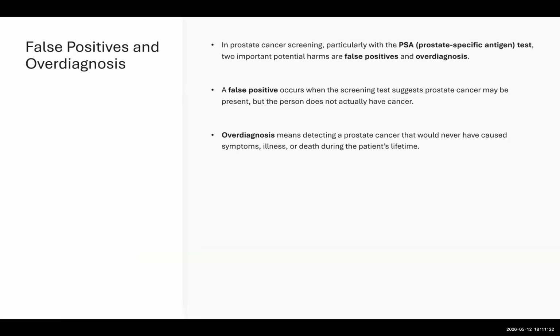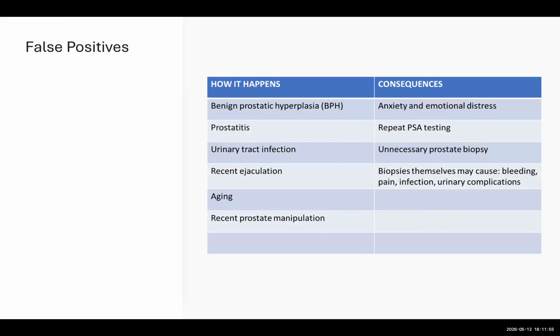So let's talk a little bit about false positives and overdiagnosis now. In prostate cancer screening, particularly with the PSA, two important potential harms are false positives and overdiagnosis. A false positive occurs when the screening test suggests prostate cancer may be present, but the person does not actually have cancer. And overdiagnosis means detecting a prostate cancer that would have never caused symptoms, illness, or death during the patient's lifetime. So let's talk a little bit about both.